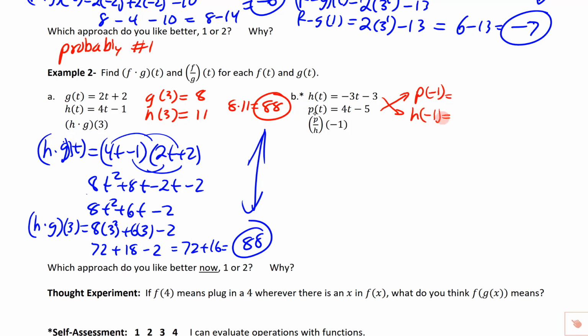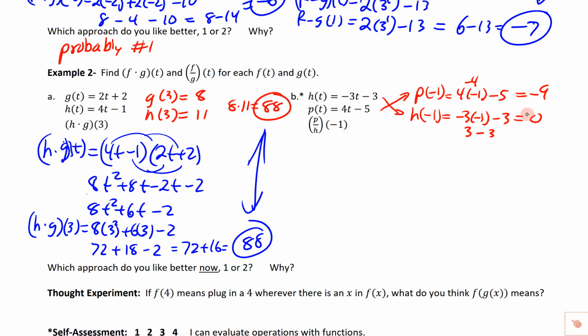Remember, we're using this function right here. So p of -1 is 4 times -1 minus 5. And then we're finding h of -1, so that's -3 times -1 minus 3. So this is -4 minus 5, which is -9. And this is going to be 3 minus 3, which equals 0.